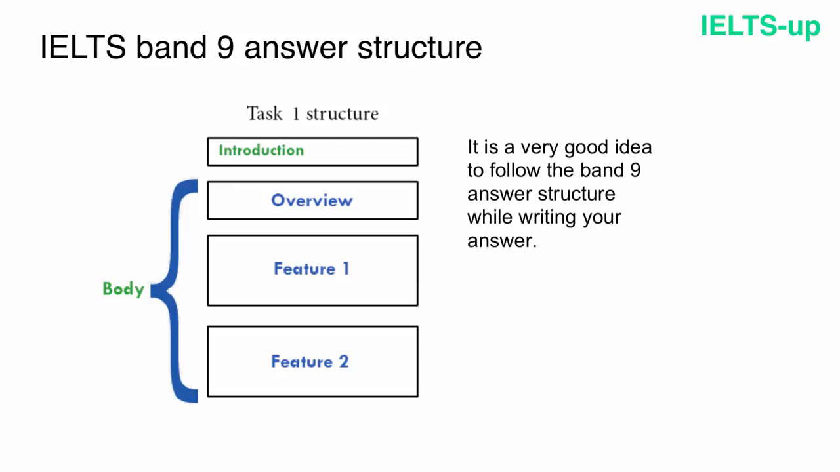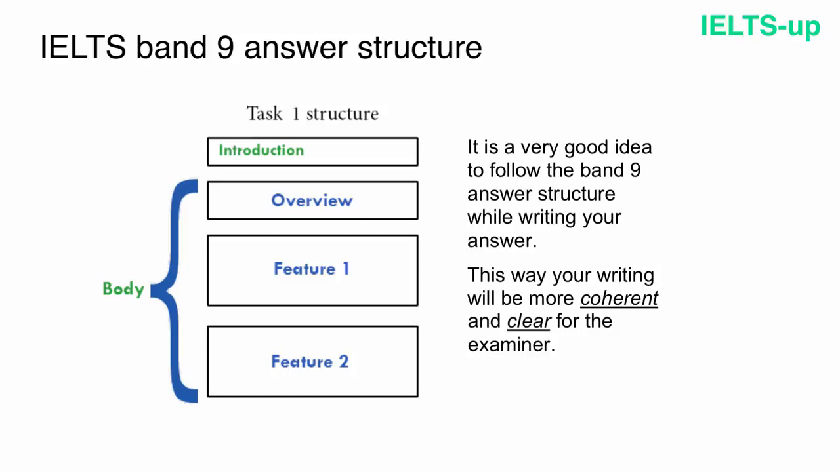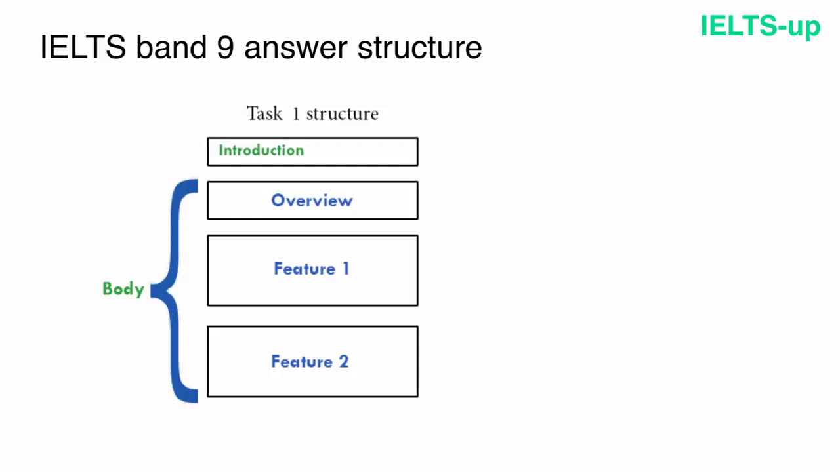It is a very good idea to follow the Band 9 answer structure while writing your answer. This way, your writing will be more coherent and clear for the examiner. So, let's study the Band 9 answer structure together. Your first paragraph is an introduction. In this paragraph, you should introduce your chart to the readers in one or two sentences. Next, you should write an overview paragraph.